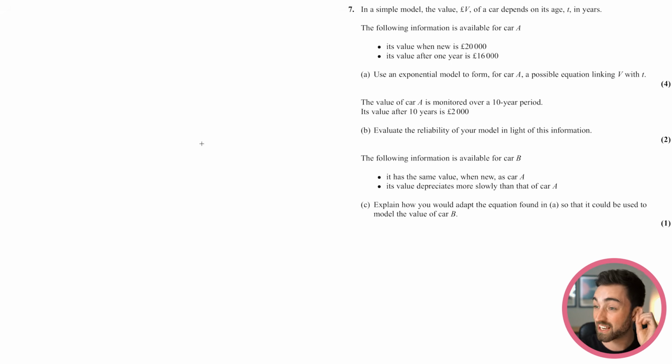In a simple model, the value V of a car depends on its age t in years. Makes sense. The following information is available for car A. Its value when it's new is 20 grand, its value after 1 year is 16 grand. Okay, going to be setting up some equations here. Use an exponential model to form for car A a possible equation linking V with t.